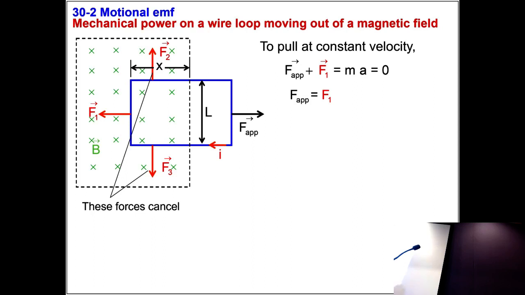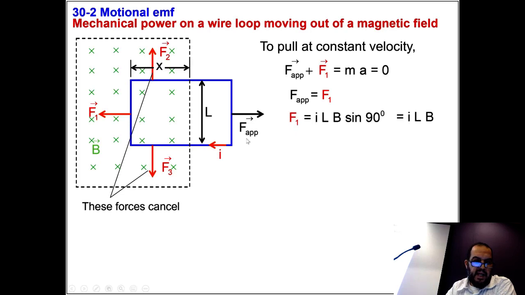Now, in order for us to move this loop at a constant velocity, the sum of the forces in the x direction has to be zero. You cannot move it at a constant velocity otherwise. That means F applied has to be equal to this force in order to pull the loop at a constant velocity. Stay with me, Huda. Okay? So the sum of the forces is equal to 0, so F applied is going to be equal to F1.